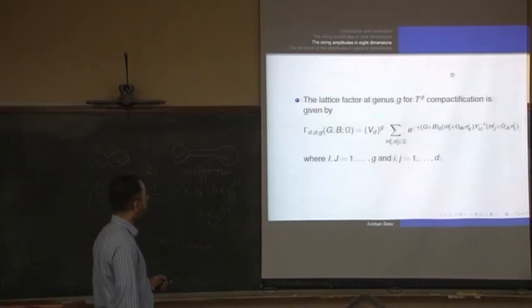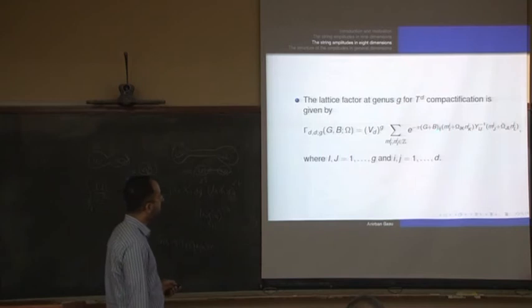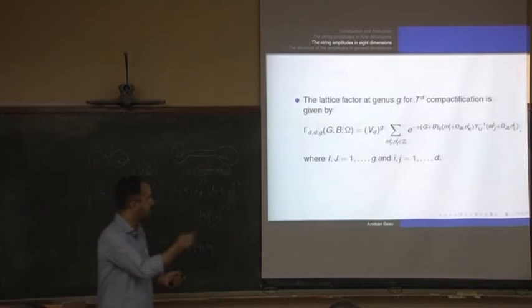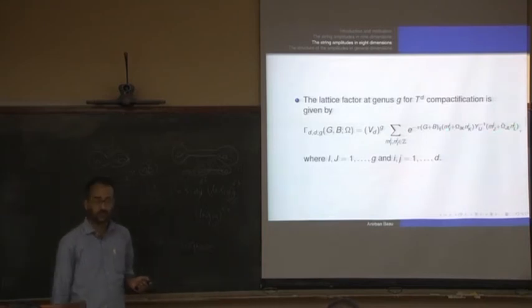The lattice factor at genus G for T^d compactification is given by this object. This is the volume of the d-dimensional torus in the string frame. This is the lattice sum. So small i and j go from 1 to d, the number of the directions of the metric. And capital I and J in the direction of the period matrices will go from 1 to the genus.